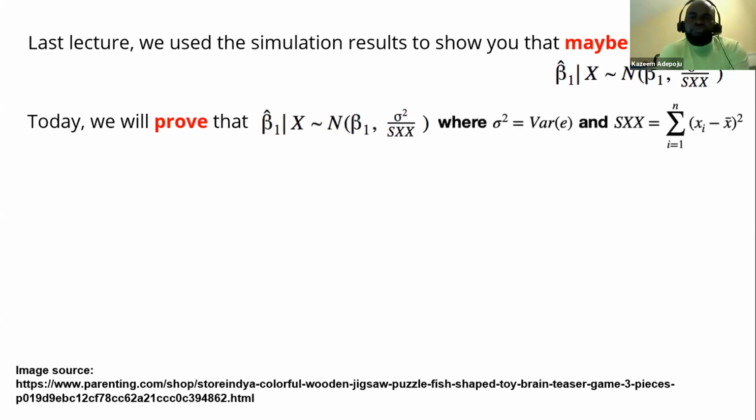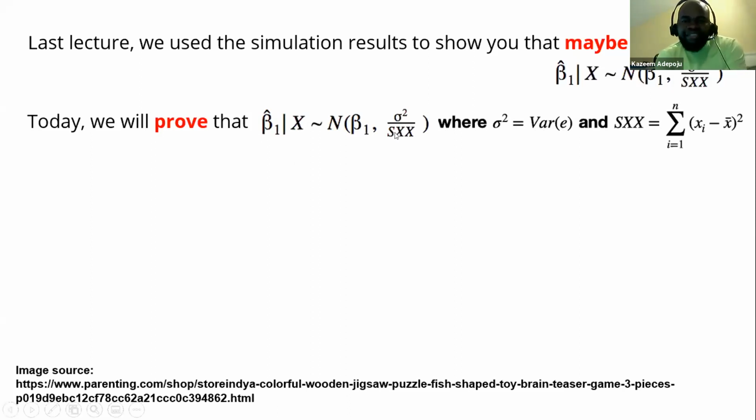In the process of proving this, I need to tell you that the sigma squared here is the same thing as the variance of the error. Var means variance, and e is the error term. So the variance of the error term is sigma squared. I told you before that part of the assumption is that the variance of the error term is sigma squared, a constant variance.